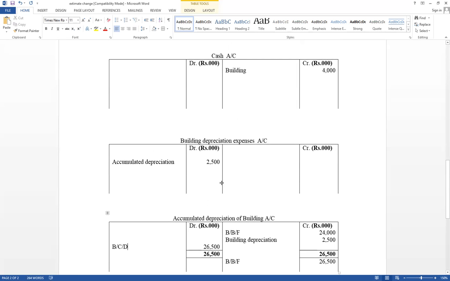And depreciation expense, therefore it should not be carried down, it is closed. Closed means the difference value goes to the income statement. Assets, liabilities, and equity should be carried down. Income and expenses should be closed. Closed means the difference value goes to profit and loss. Not carried down here. The difference value goes to profit and loss.